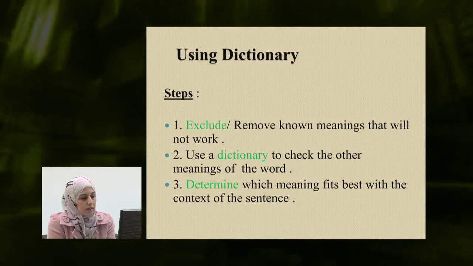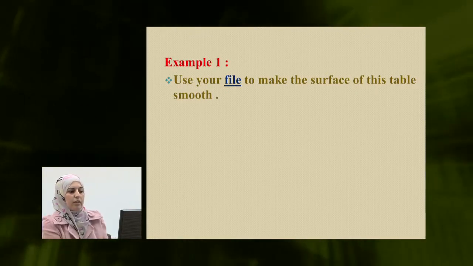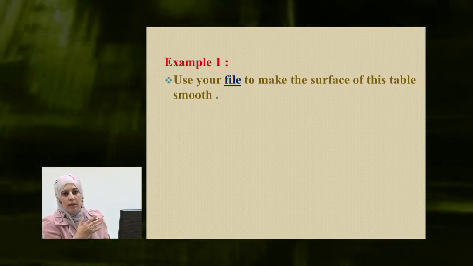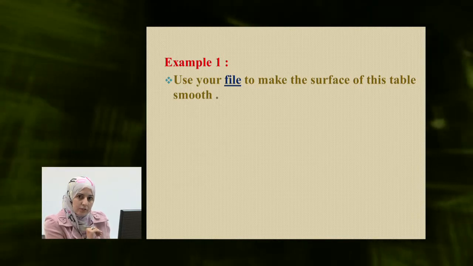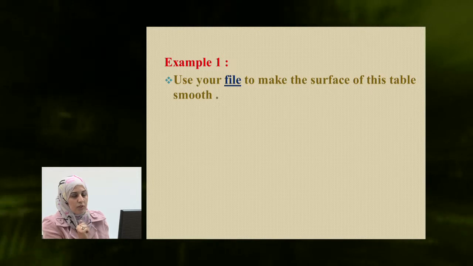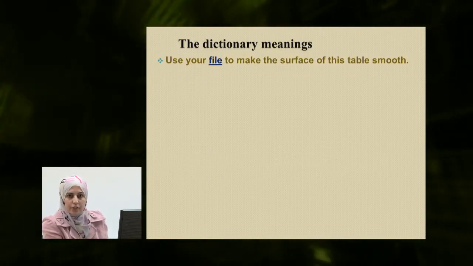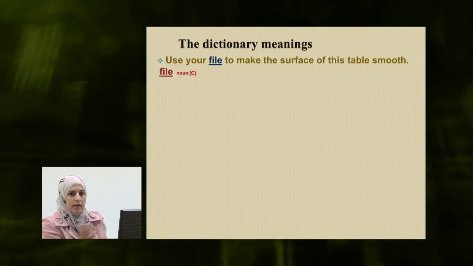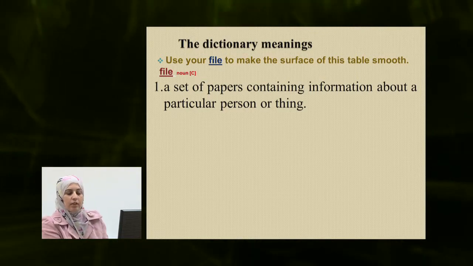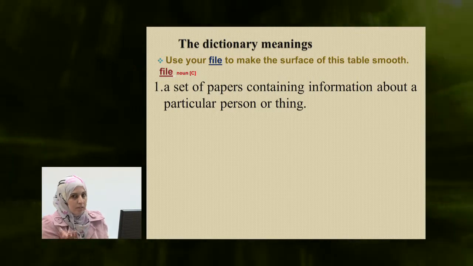Let's find out more in this example. Use your file to make the surface of the table smooth. So, after you tried using the other strategies to find out the meaning of file in this sentence and still you could not, you go to the dictionary. In the dictionary, you will read file as a noun and countable, a set of papers containing information about a particular person or thing. Does it fit?